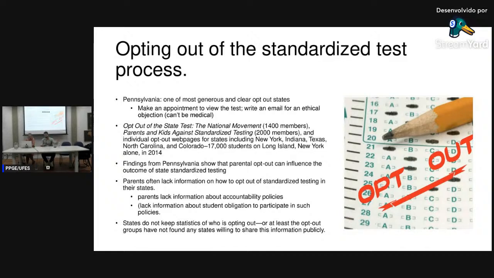So it's an interesting story in that it tends to be the most progressive parents on the left and the most conservative parents on the right, for very different reasons, who say that my child is not going to take the test.